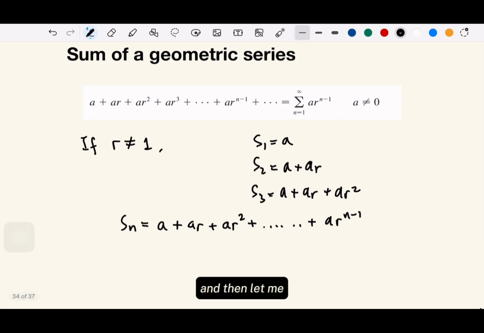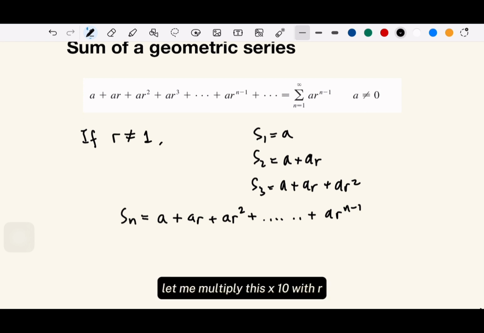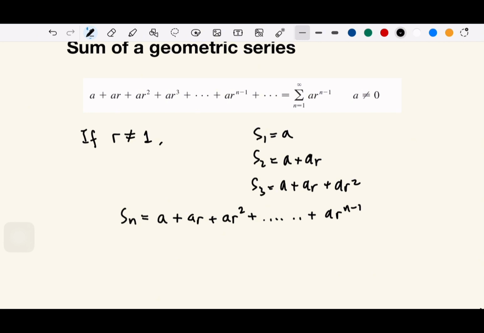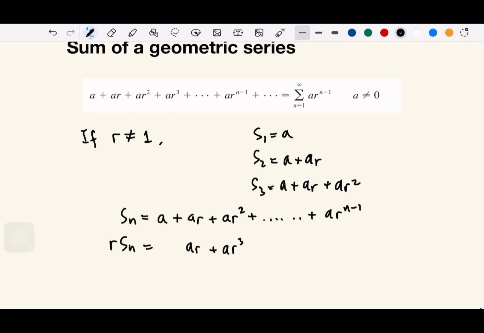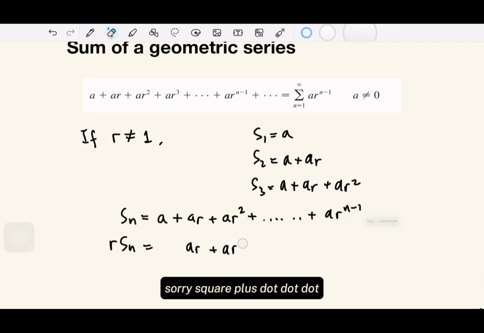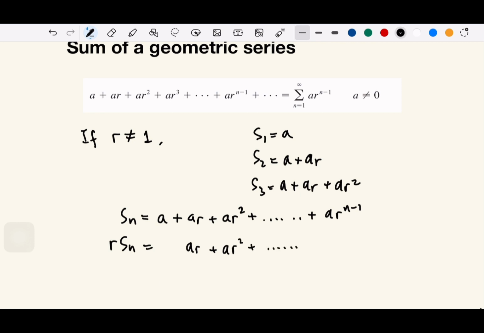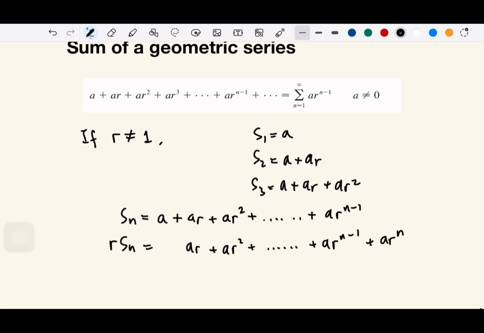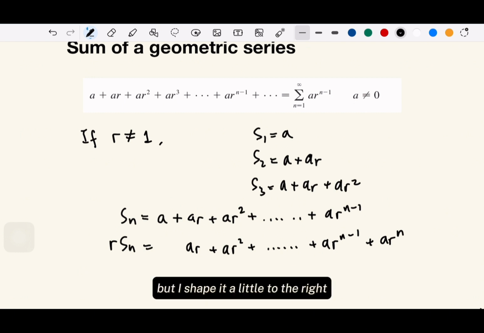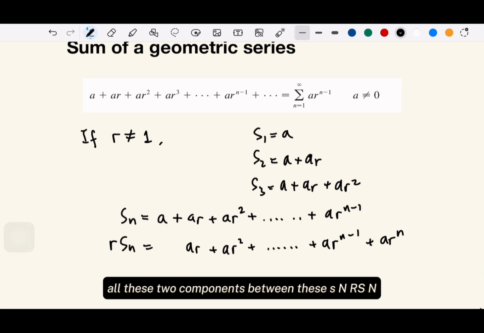And then let me multiply this Sn with R. Let's multiply with R, but I will write that multiplication down here. So R Sn. Now we have AR plus AR squared plus dot dot dot, and then plus AR to the n minus 1, and then at the end we have the AR to the n, because we multiply with R. But I shifted a little bit to the right so that we can match up all the terms between this Sn and RSn.